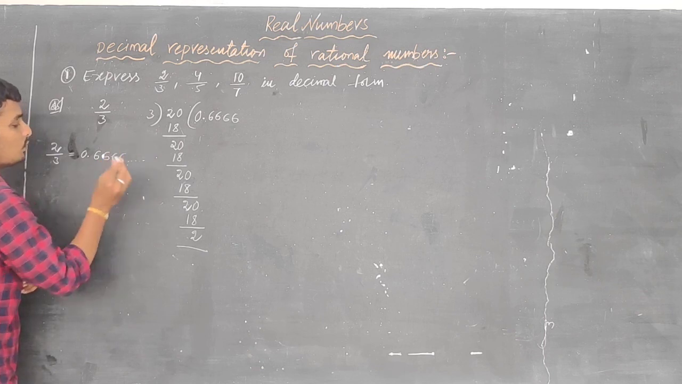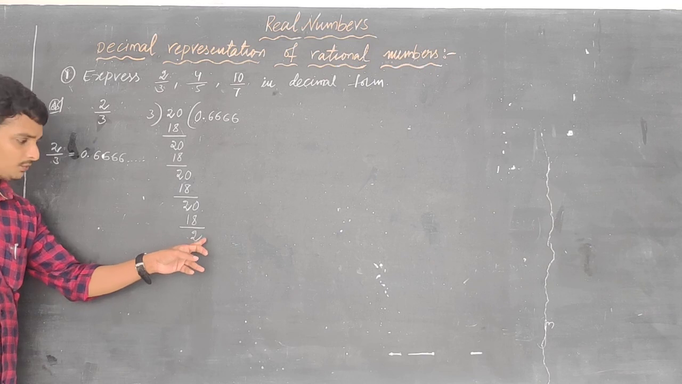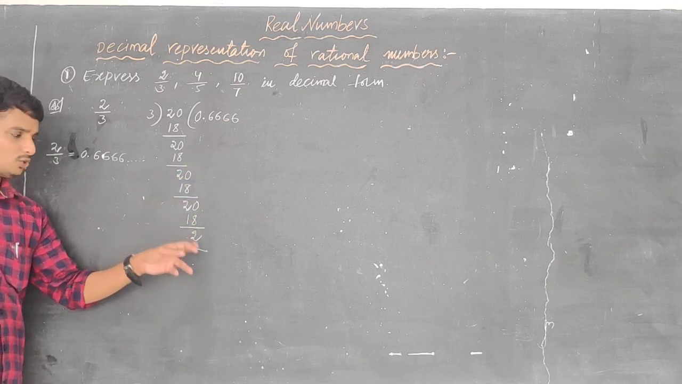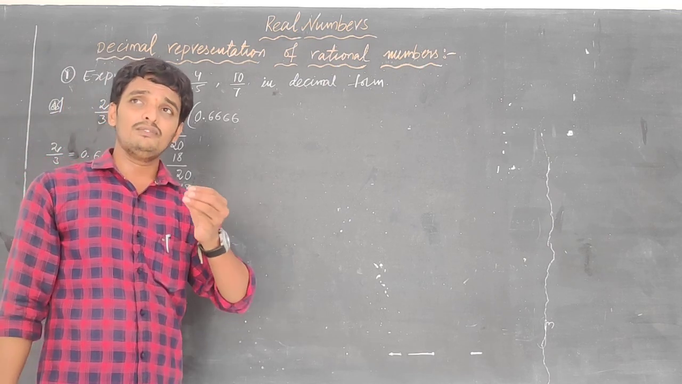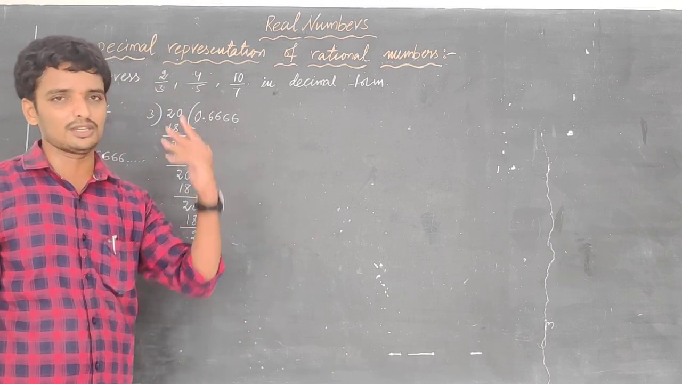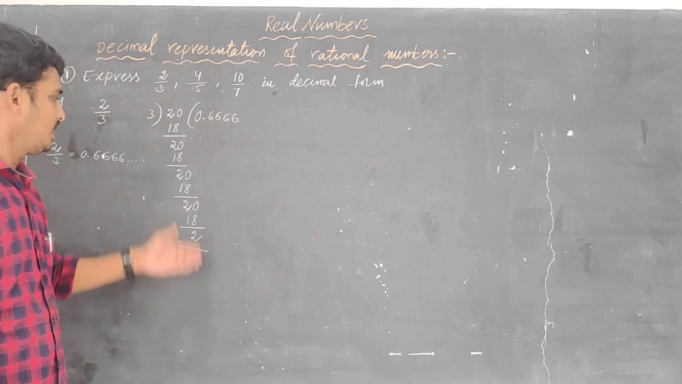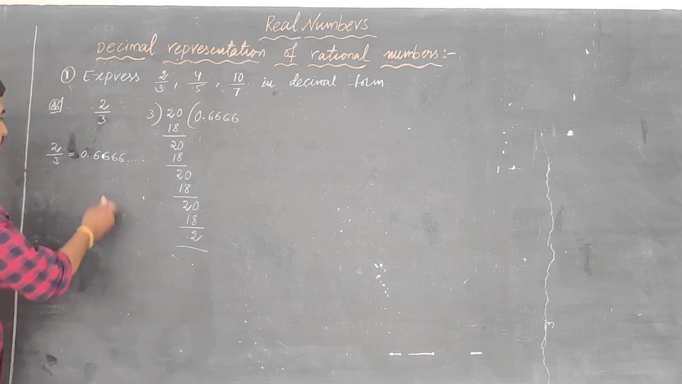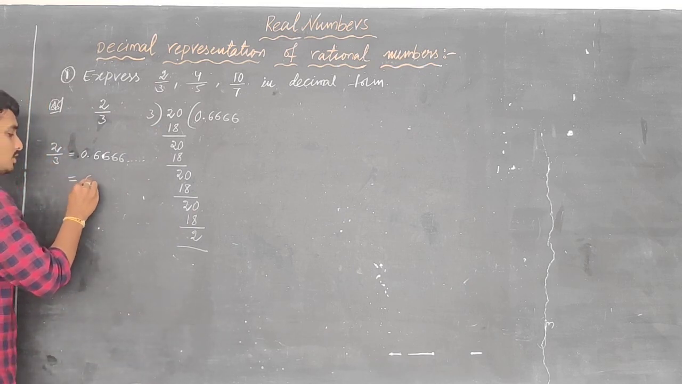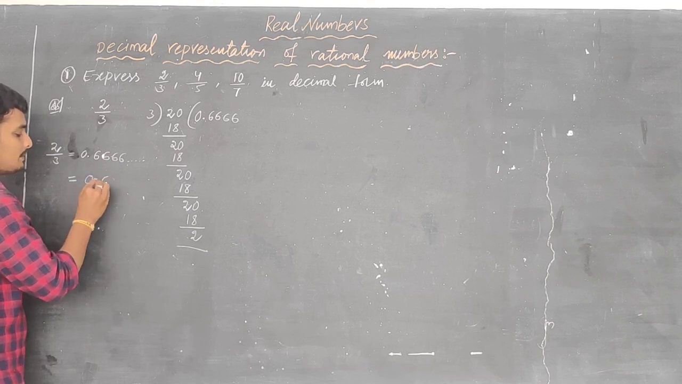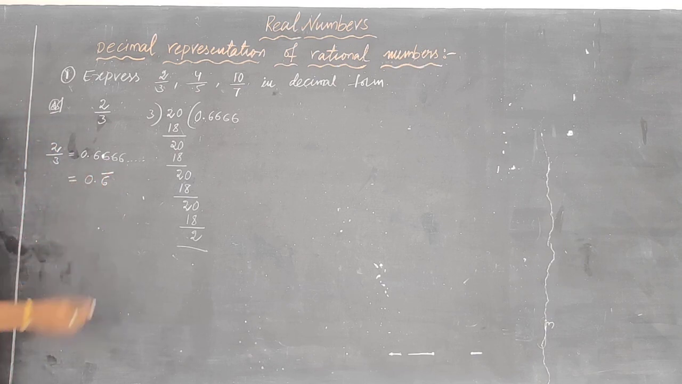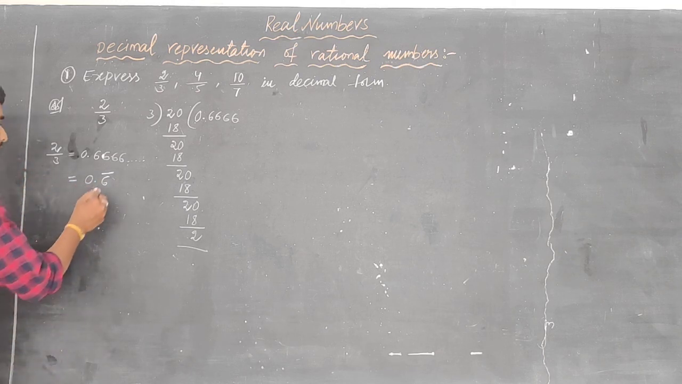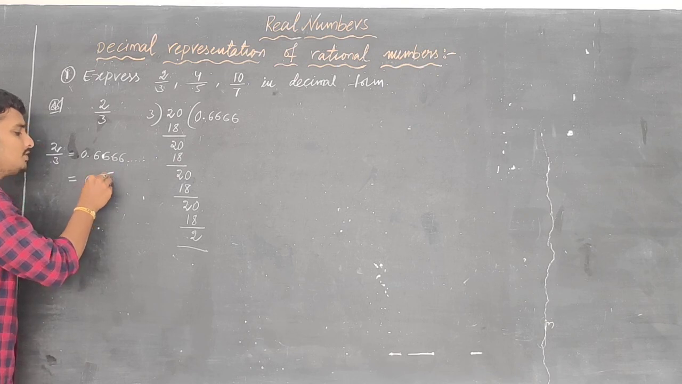0.6666 and so on. Why so on? It has not stopped here. If we keep the 0, again 60 is 18, remainder 2, again 20, and again and again 2 is coming, however long we continue, maybe years. So now we can apply the bar. 0.6 is repeating continuously. That's why I am keeping a bar on 6. This is 0.6 bar. The decimal expansion of 2 by 3 is 0.6 bar. Did you understand, my dear students?